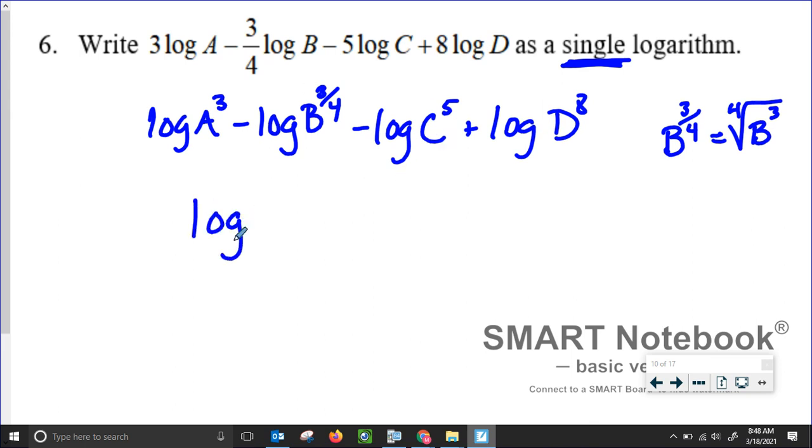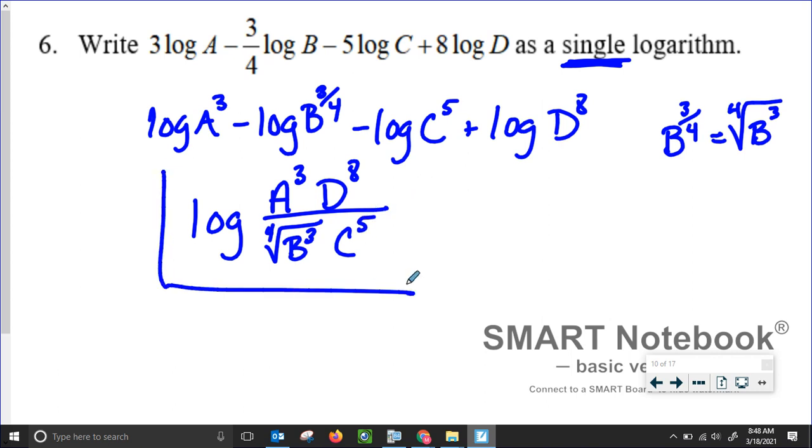So this is going to be equal to log. Up top, I have an a cubed, and I have a d to the 8th. Down below, I have a b to the 3/4, which I know is really the 4th root of b cubed, and I have a c to the 5th. And that's it. We are done.